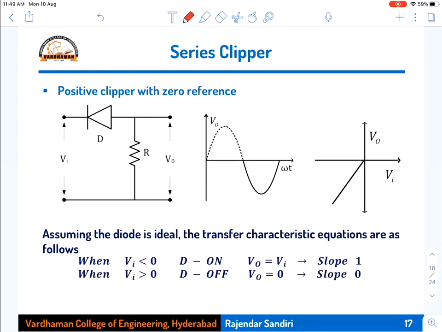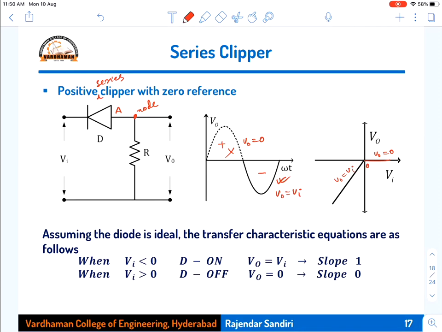Similarly, this is a positive clipper now. Positive clipper means the anode is connected to the node here, and there is no battery in this branch. Therefore, it is a positive series clipper with 0 reference. Therefore, you get a positive clipper, nothing but the positive portion is clipped off. For the positive portion, V0 is equal to 0. For the negative portion, V0 is the same as Vi. Therefore, if you plot the graph, the positive portion will be V0 is equal to 0, and for the negative portion, V0 is equal to Vi.